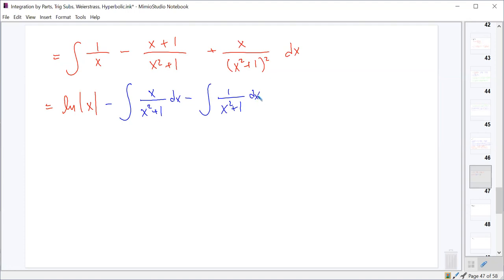I always forget those. And then what about this last one here? If I let u equal x squared plus 1, then du ought to be 2x dx. So let's make this plus 1/2 the integral of du over u squared. Everybody good with me doing the u sub on that? That's u equal to x squared plus 1.